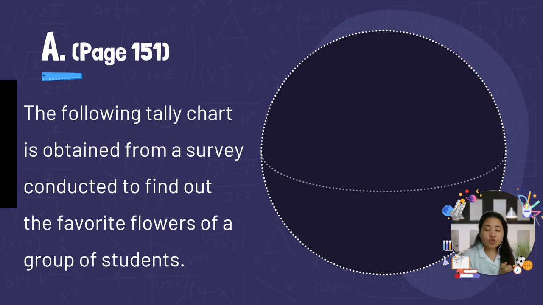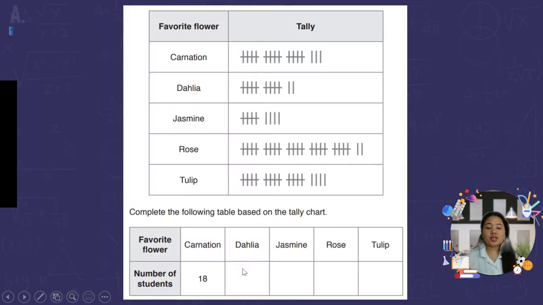So let's go now to page 151. Let's answer letter A. The following tally chart is obtained from a survey conducted to find out the favorite flowers of a group of students. So that's the question for number 1. Again, the following tally chart is obtained from a survey conducted to find out the favorite flowers of a group of students. So there is a table.